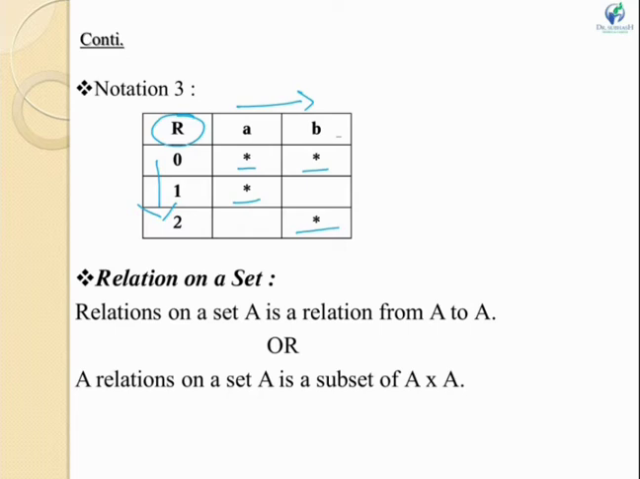Now next is relation on a set. A relation on a set A is a relation from A to A. It is from the set to the set itself. Or a relation on a set A is a subset of A cross A.